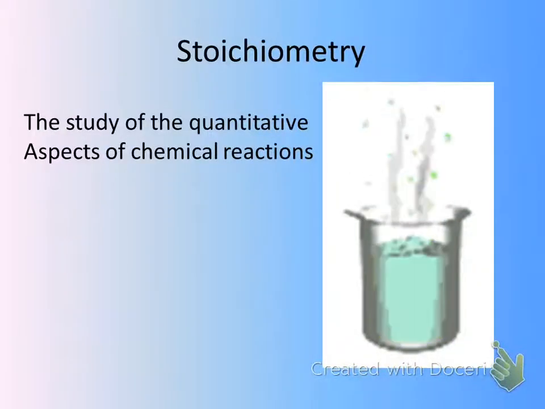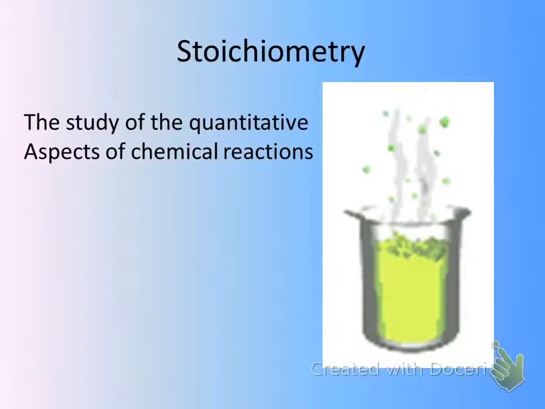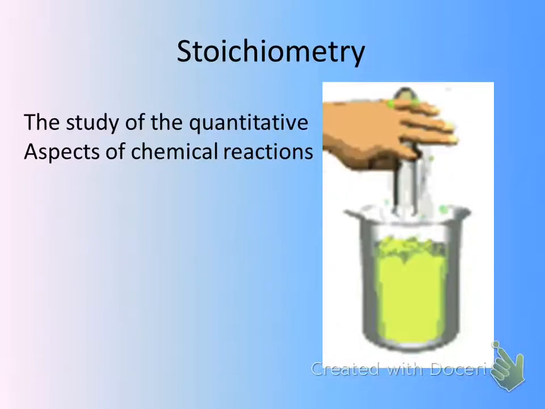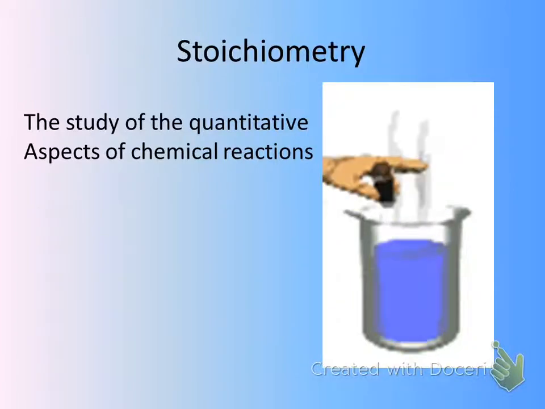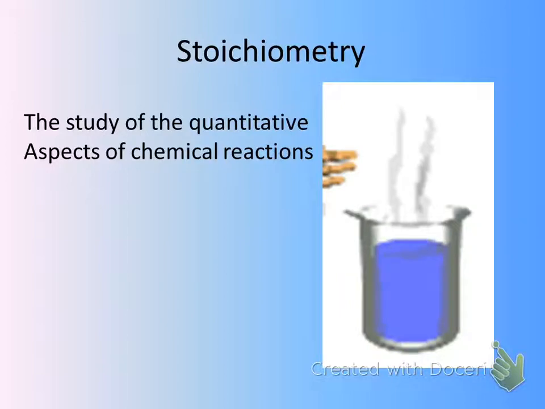We said stoichiometry was the study of quantitative aspects of chemical reactions. Up until now, we pretty much have looked at qualitative aspects, and now we want to actually look at amounts that are produced given certain amounts that were required.